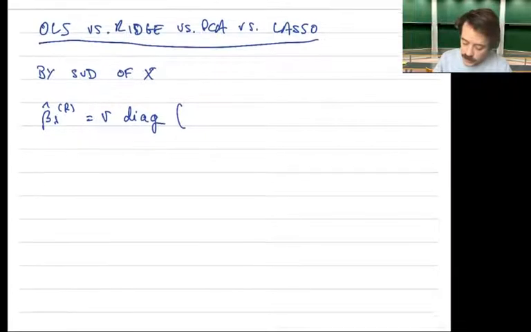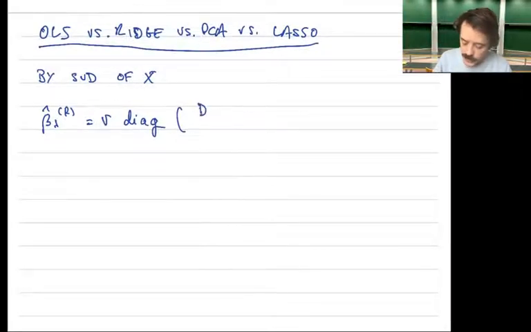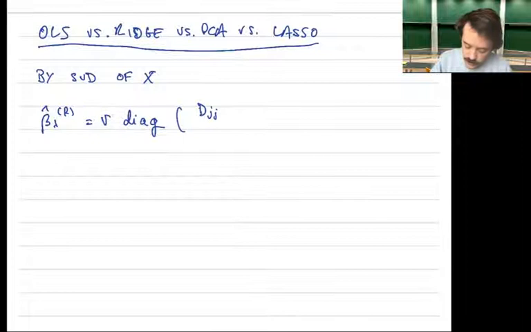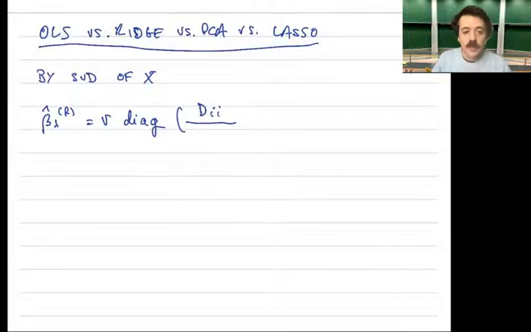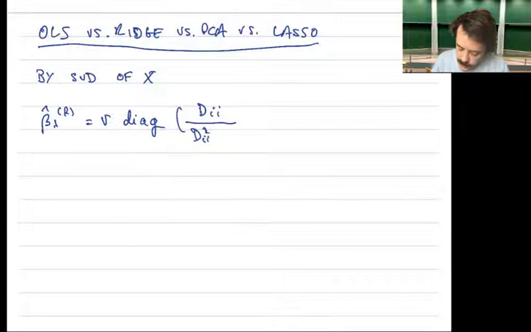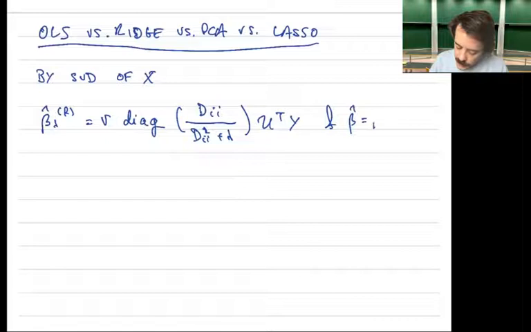Okay, so the Ridge estimator can be written as this diagonal matrix. Actually, let me keep the J for the PCA. So the entries are d_ii, from the D matrix, squared, plus lambda, and then times the U matrix transpose times the Y. And we also have that the OLS estimator is just the same, but when we plug in the value of 0 for lambda.